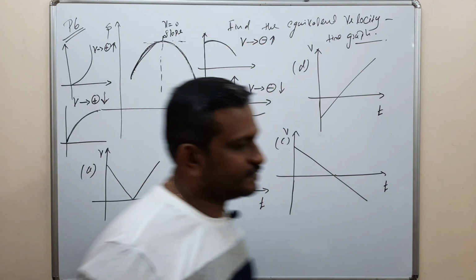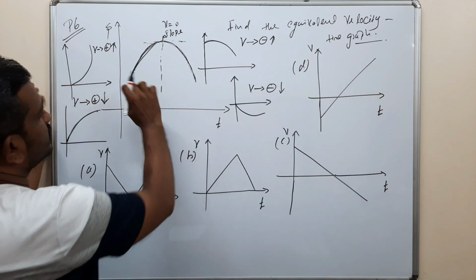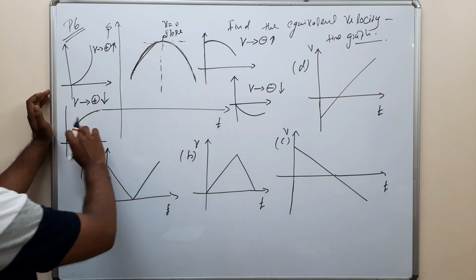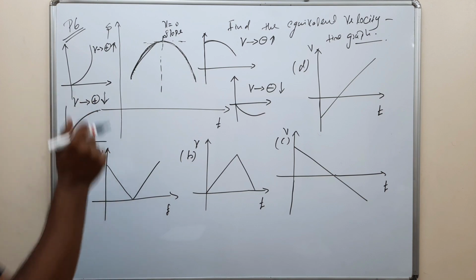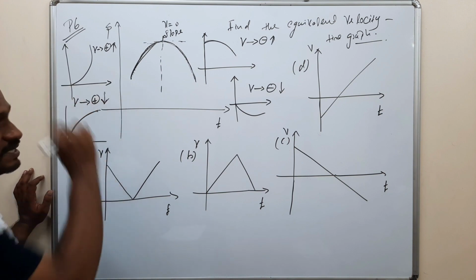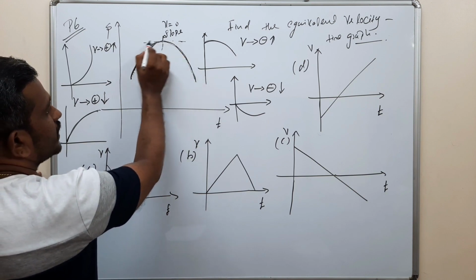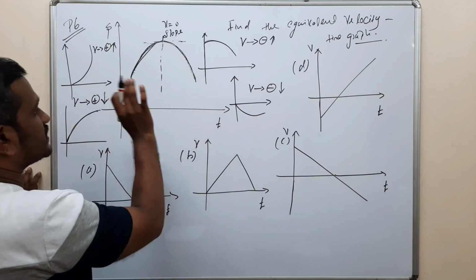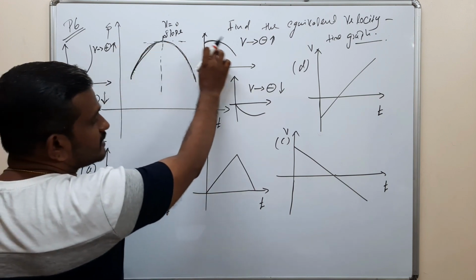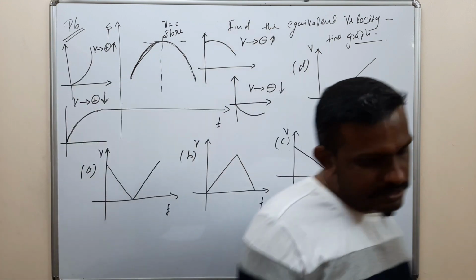Now we compare the options. The total displacement-time graph is split into 3 portions. The first portion resembles this one, which we discussed in the theory: velocity positive decreasing. At this point, if you draw the tangent, it is parallel to the time axis, so slope is equal to 0, therefore velocity is equal to 0. And this portion resembles this graph: velocity negative increasing. Now you compare the options.